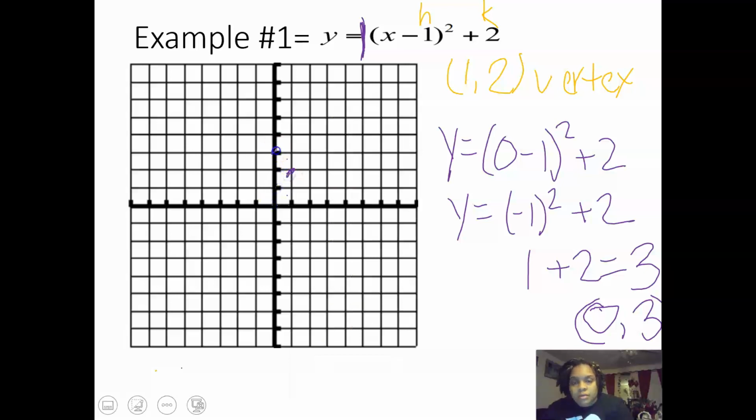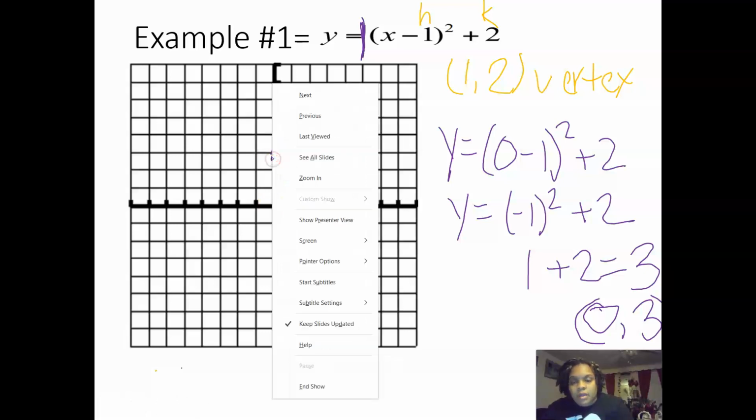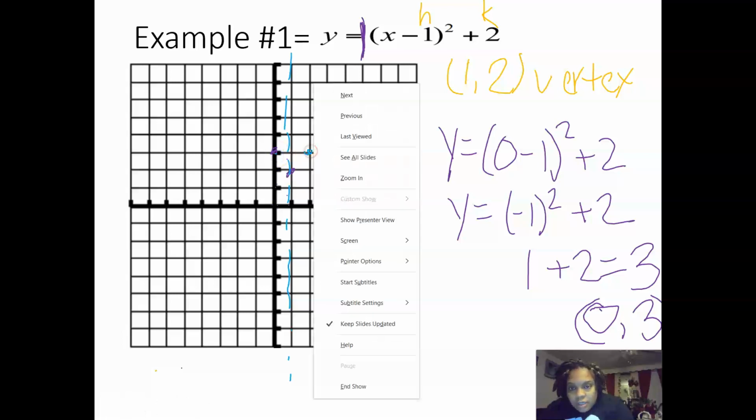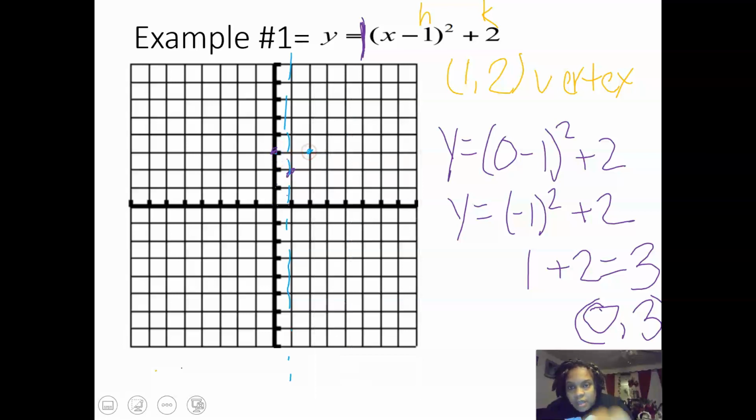And then 0, 3. And then if you draw your line of symmetry down through the vertex, you can reflect the y-intercept over the line of symmetry and kind of sketch a parabola. It doesn't have to be a perfect parabola, it just has to be a parabola. And there you go. Okay?